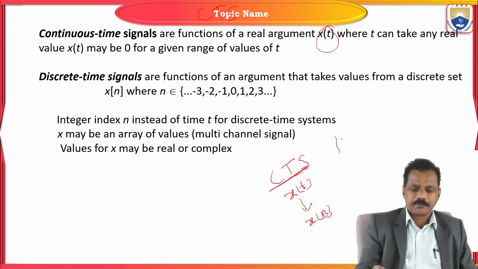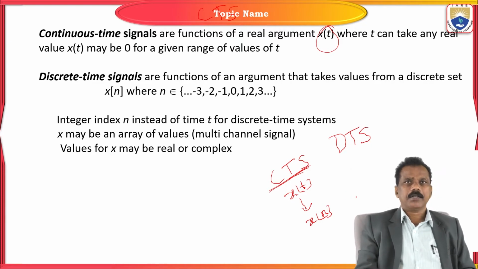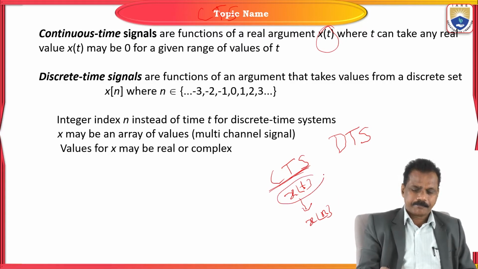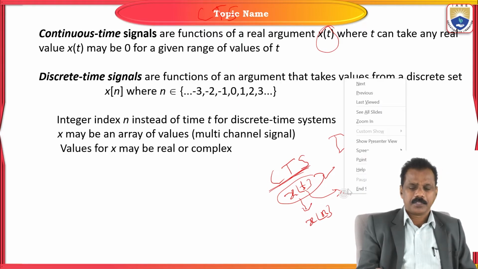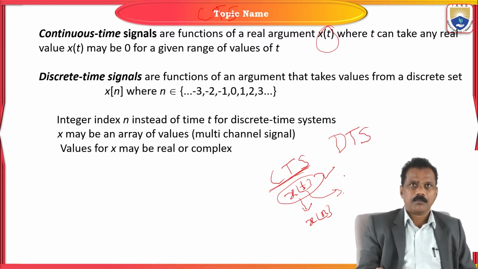After this, you have to distinguish between continuous time signal and discrete time signal. In a continuous time signal, x of t is a function of a real argument, where t can take any real value, maybe 0, for a given range of the values of t. For discrete time, the index is assigned initially 0, 1, 2, 3, and so on.